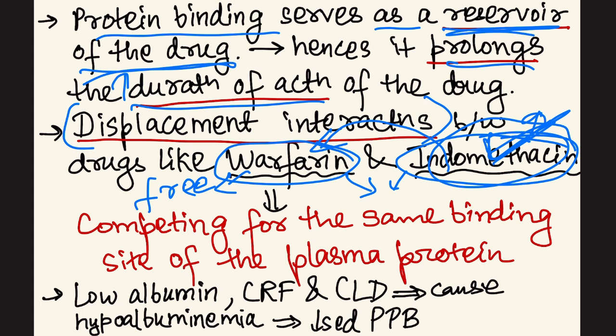Then in conditions where we have low albumin, like in malnutrition, in chronic renal failure where we have albuminuria, and in chronic liver disease where there is decreased production of albumin, there will be decreased plasma protein binding because the proteins are less. As a result, whenever we are giving the drug, we have to modify the dose, because now the free form of the drug will be more. If we do not decrease the dose, it can lead to toxicity.